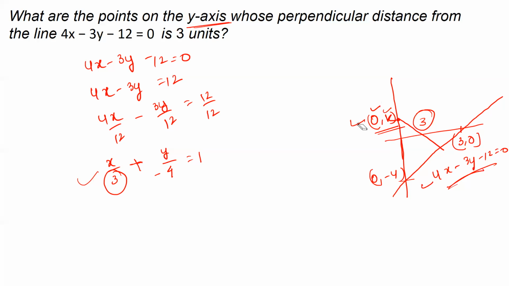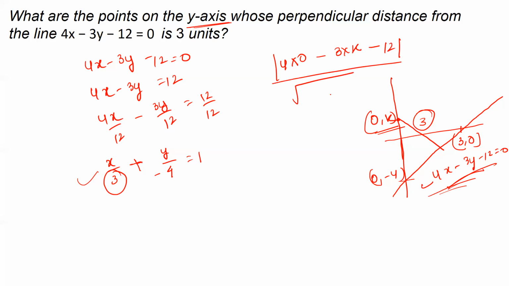So what is the distance of this point 0, k from this line? It is given by 4 times 0 inside the mod, minus 3 times k, minus 12, divided by root over 4 square plus minus 3 square, and this is given to be 3 units. Now all we need to do is simplify and solve this equation. So let's see what we get.